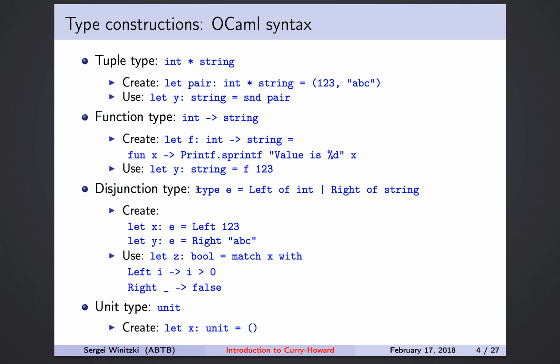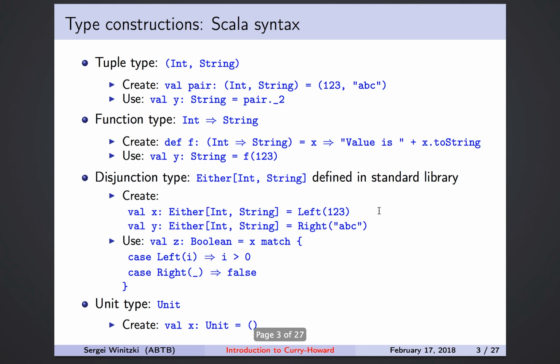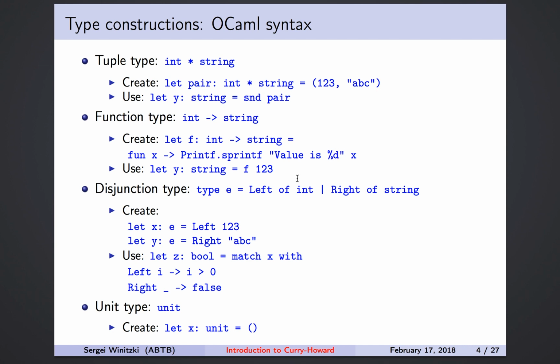Disjunction type in OCaml is defined using this syntax. Scala also has a syntax for defining the disjunction type, but it's much more verbose than this. So I did not write it. It's the case classes syntax. Sealed trait and case classes. Very verbose, so I did not want to write it. It will be familiar to Scala programmers.